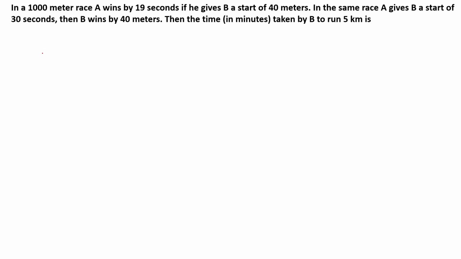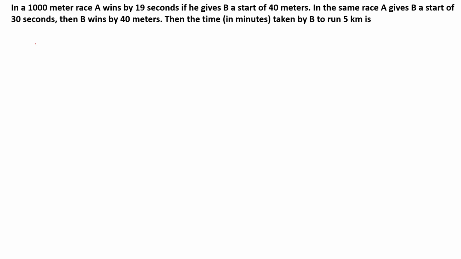Now let's see a problem on time, speed, distance based on a race. In this question it is given that A wins by 19 seconds in a race of 1000 meters if he gives a start of 40 meters to B.